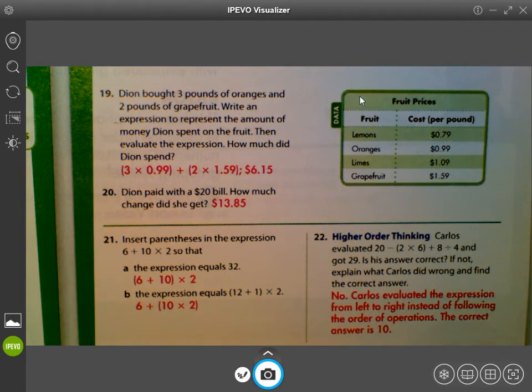Then we put the addition symbol in between, because once we find out how much the oranges cost and then how much the grapefruit costs, then we need to combine them or add them all together to find out how much total he or she spent. I'm not sure if Dion is a boy or a girl.